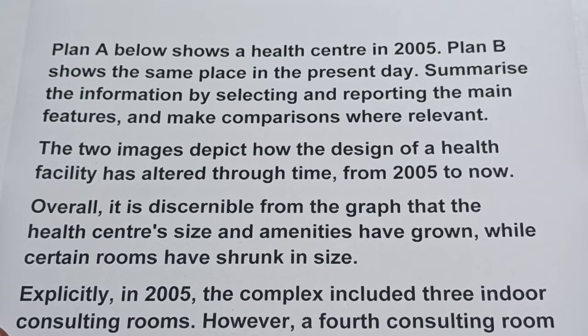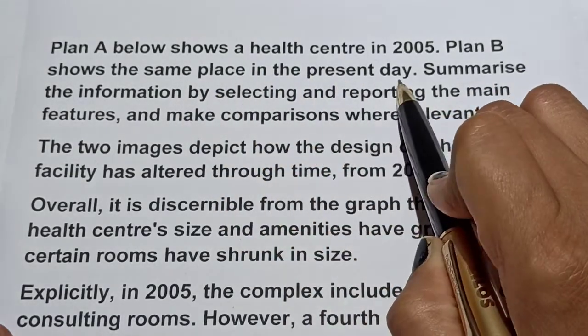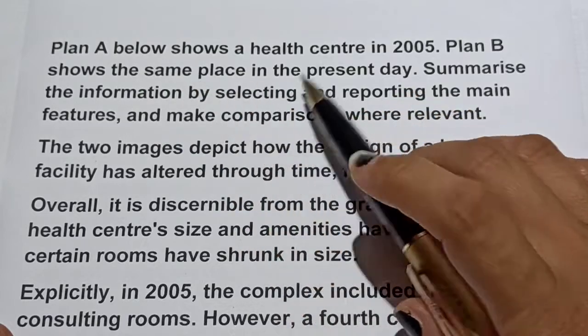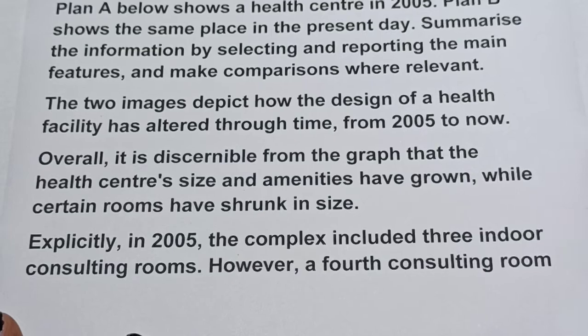Today in this video I'll discuss with you writing task 1, and the question for today is: Plan A below shows a health center in 2005. Plan B shows the same place in the present day. Summarize the information by selecting and reporting the main features and make comparisons where relevant.